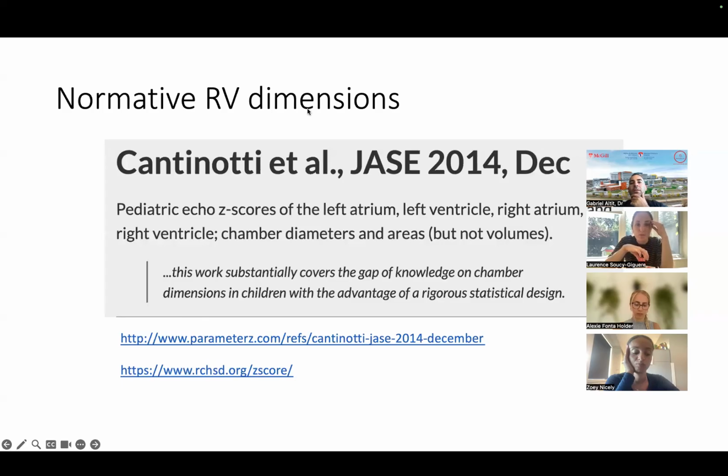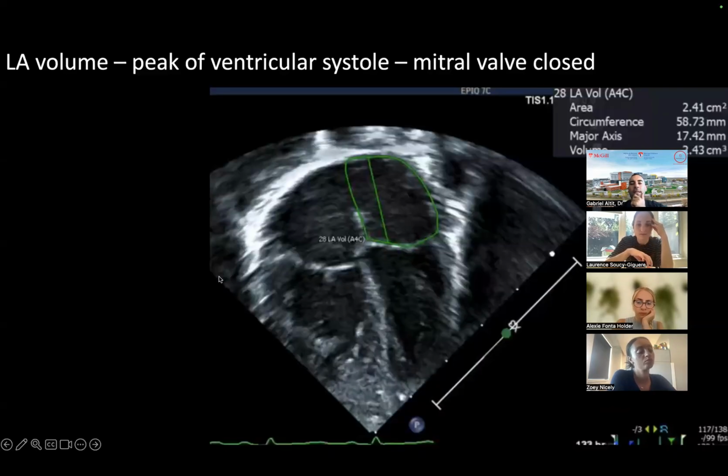Some of these normative dimensions have been published, so we're able to go to some of these references, which are also referenced on the website. So this is Parameter Z, for example, which is the Children's calculator. There's also the Boston calculator and the Pediatric Heart Network, and they have some of these normative values for kids to see, do I have signs that my RV is dilated?